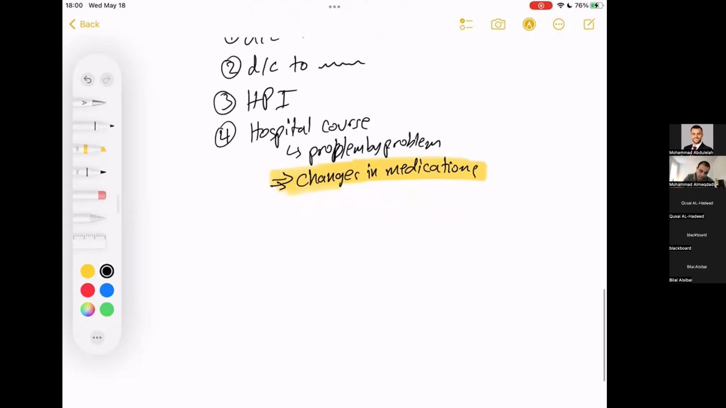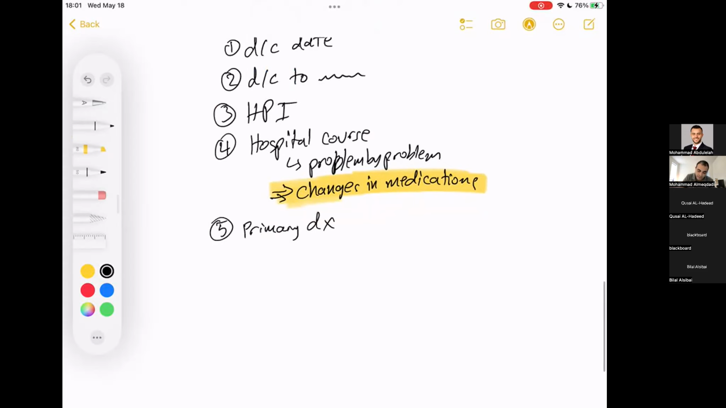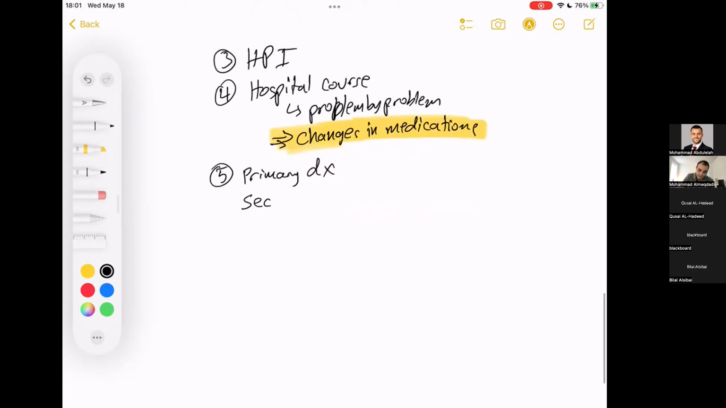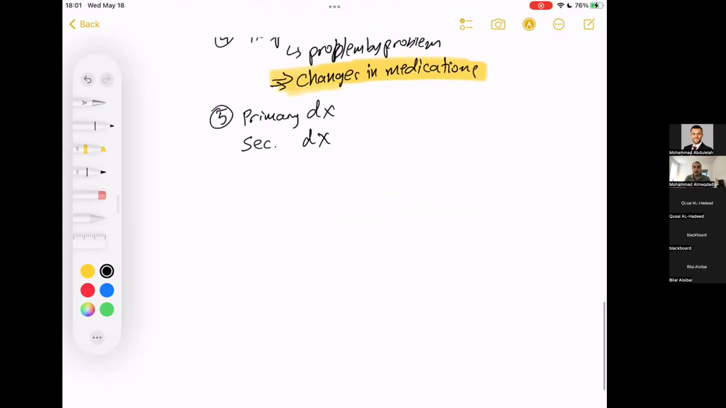And then finally, you're going to write a few things. You're going to write the primary diagnosis, which is what the patient was diagnosed with, and then the secondary diagnosis. Sometimes discharge summaries also include an initial diagnosis if it's different from the primary diagnosis. Let's say you diagnosed somebody with pneumonia when they came in, but then you realized, you know what, this is a CHF exacerbation. So your primary diagnosis becomes a CHF exacerbation, okay?